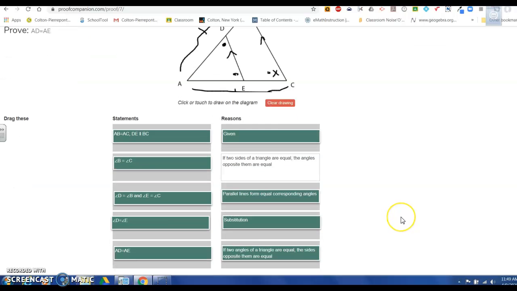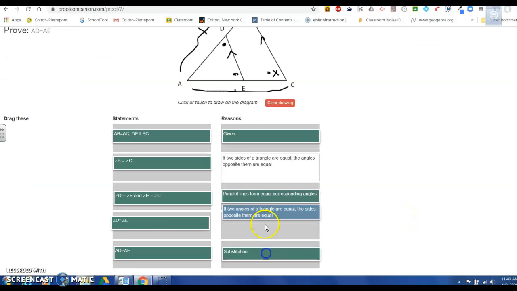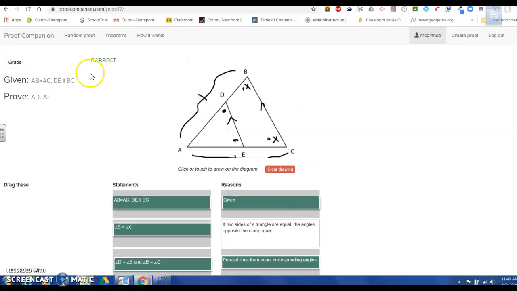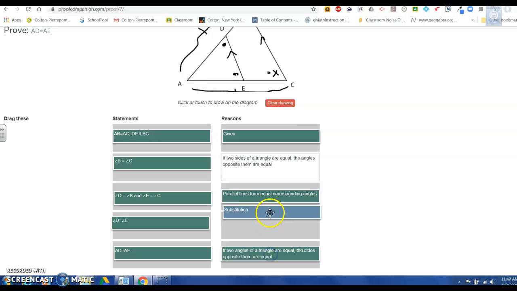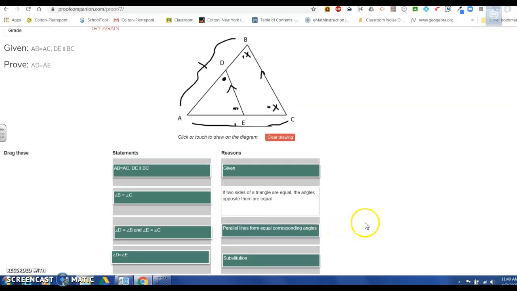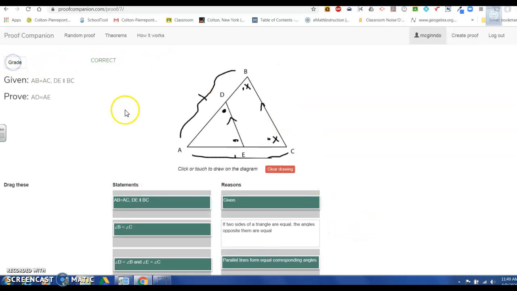Now, suppose I made an error here. Let's say I had these two backwards. If you click that, it's going to tell you try again. So let me switch those back around. There we go. And now it's correct. If I grade it, it's going to be correct.